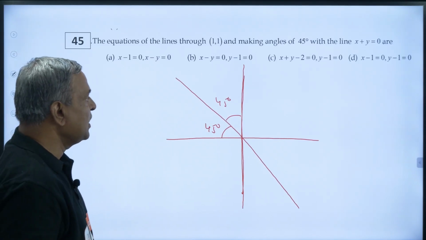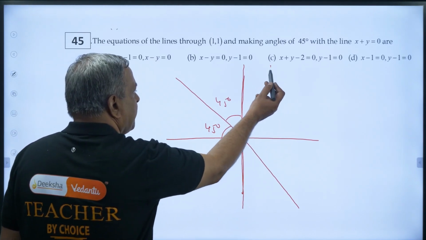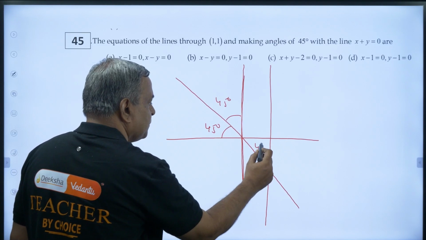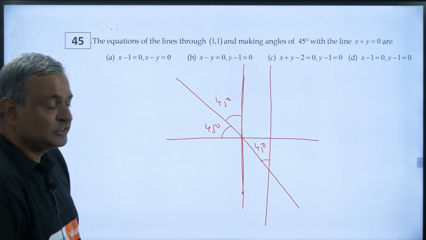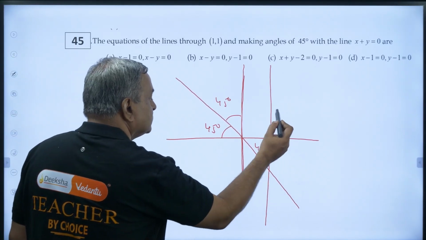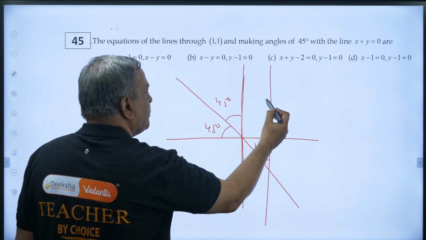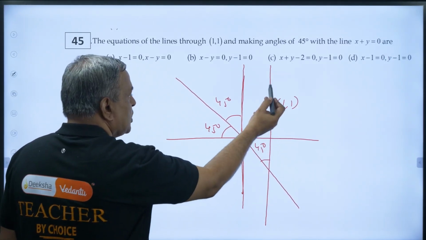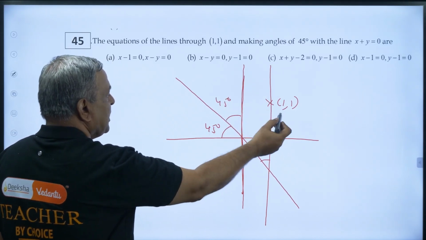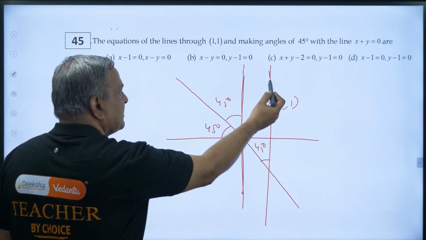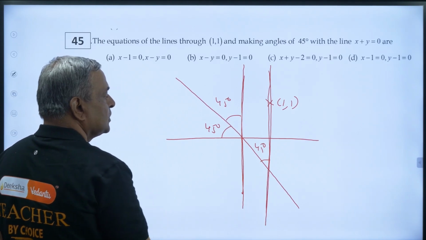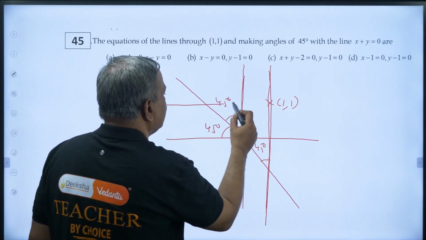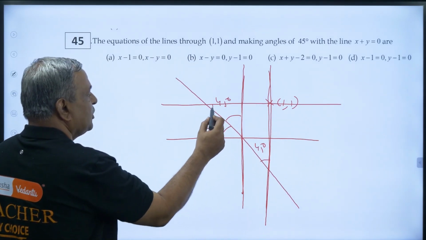Okay. So if I draw any line x equal to 1 here, this angle is 45. Okay. So there is another line I draw. This point is (1,1) I write. So this line passes through (1,1). This is the line through (1,1). This also makes 45 degrees with this line. I take another line, this is also making 45 degrees.